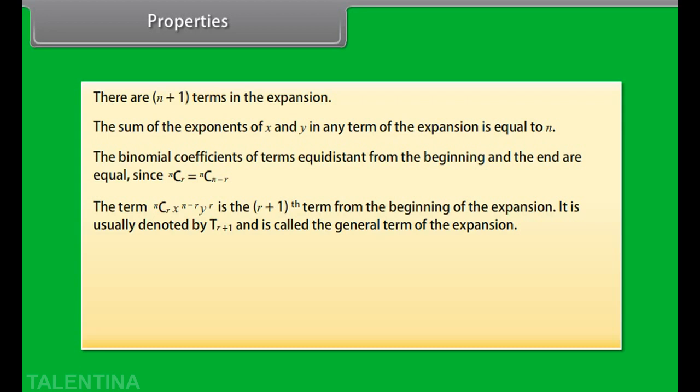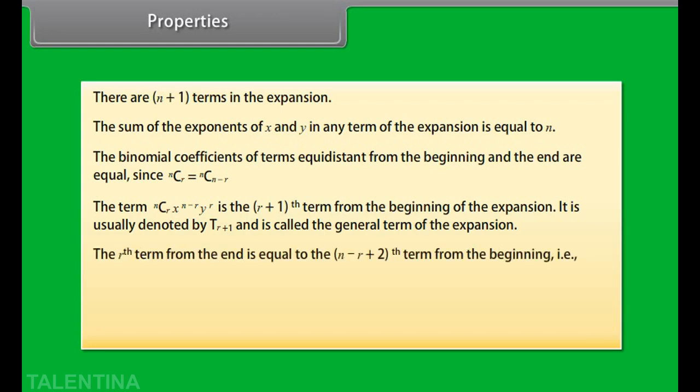The term nCr x^(n − r) y^r is the (r + 1)th term from the beginning of the expansion. It is usually denoted by T(r + 1) and is called the general term of the expansion. The rth term from the end is equal to the (n − r + 2)th term from the beginning. That is, nC(n − r + 1) x^(r − 1) y^(n − r + 1).